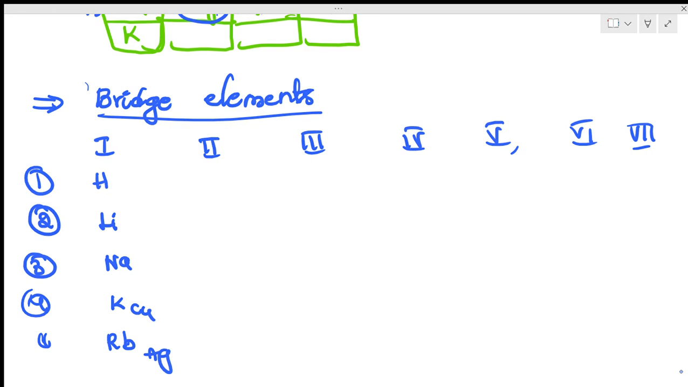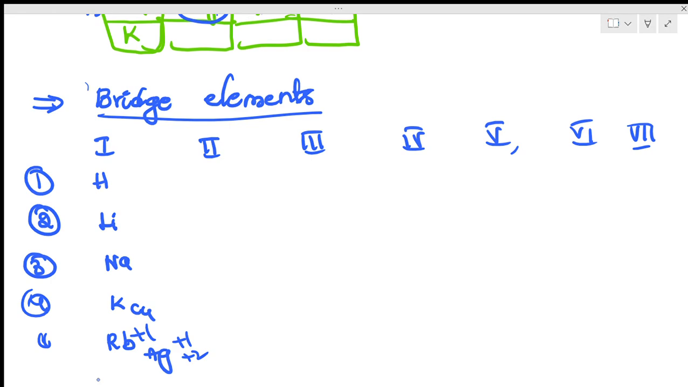He thought that properties are similar, but potassium valence is 1, while copper will show plus 1 and plus 2. Same with rubidium, valence is plus 1, and silver will show plus 1 and plus 2. That's why, based upon valency and chemical properties, he kept the two elements together. But that is completely wrong. He should not have kept the two elements in the same group.